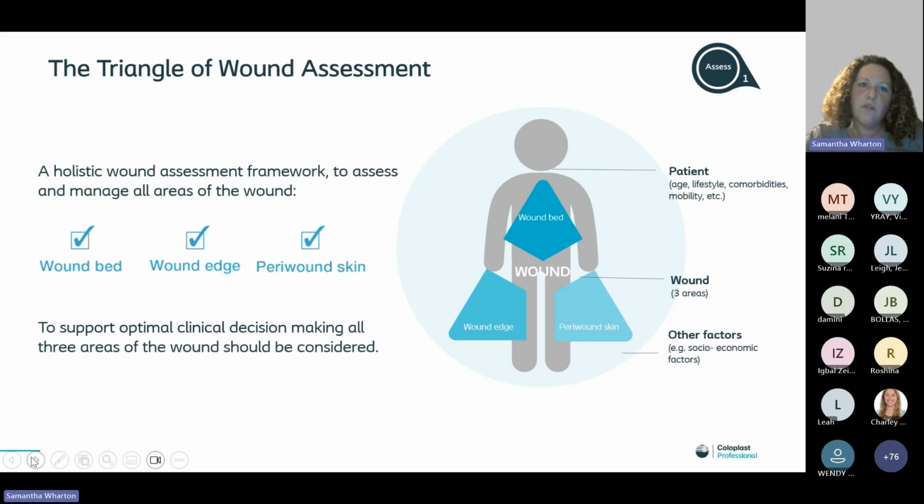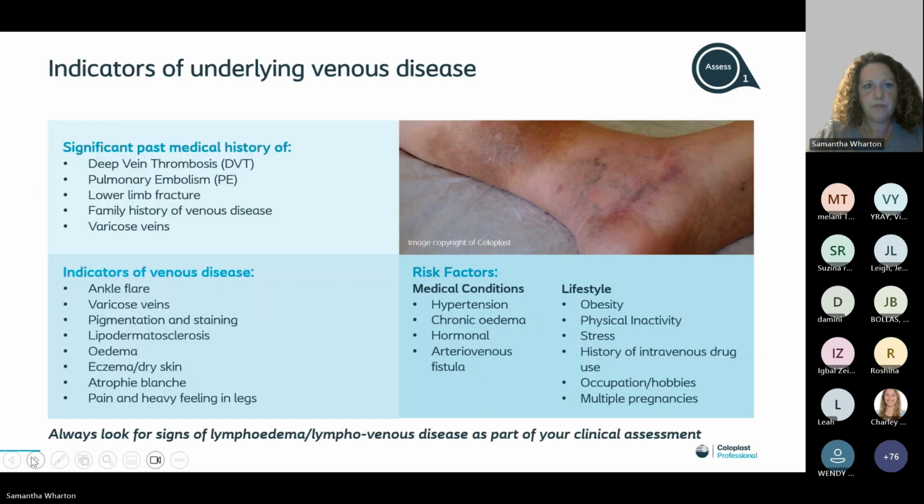So this is the triangle of wound assessment. It's a holistic wound assessment framework to assess all areas of the wound. Like I said, it's looking at those socioeconomic factors, those patient factors. And then when you're looking at the wound, it's looking at the 3 areas: that wound bed, wound edge, and peri-wound skin. And to ensure that we're making that optimal clinical decision, all 3 areas of the wound should be considered.